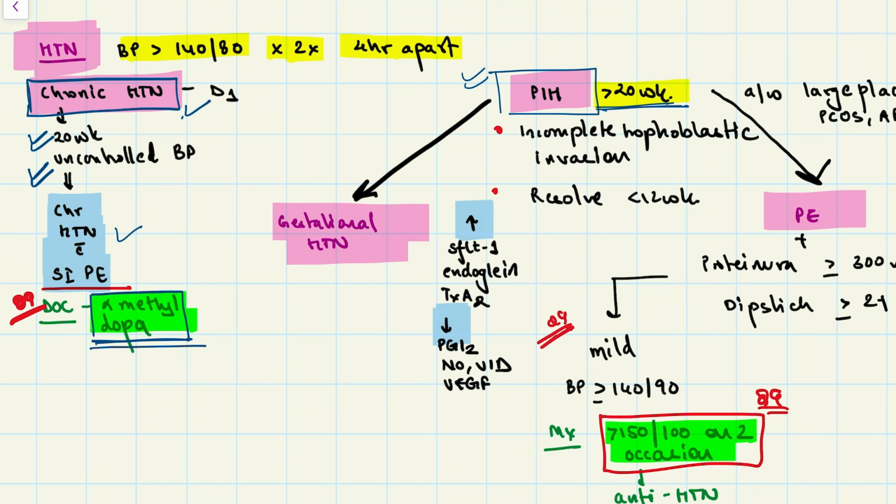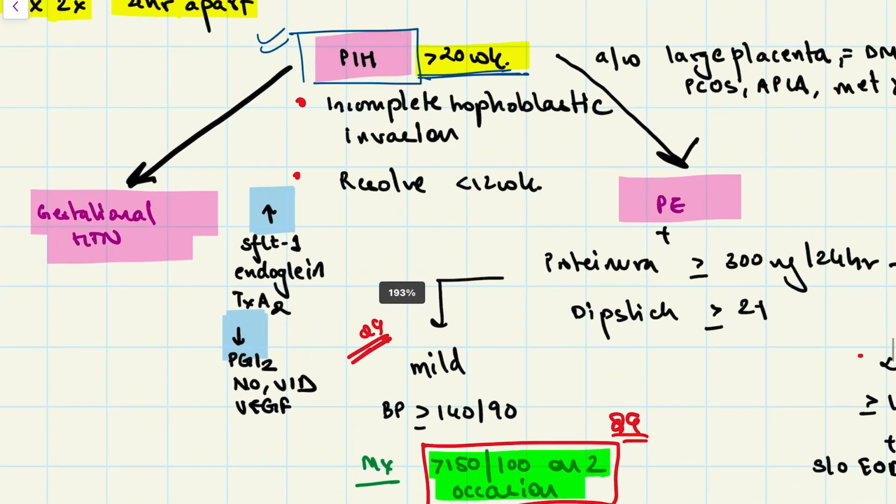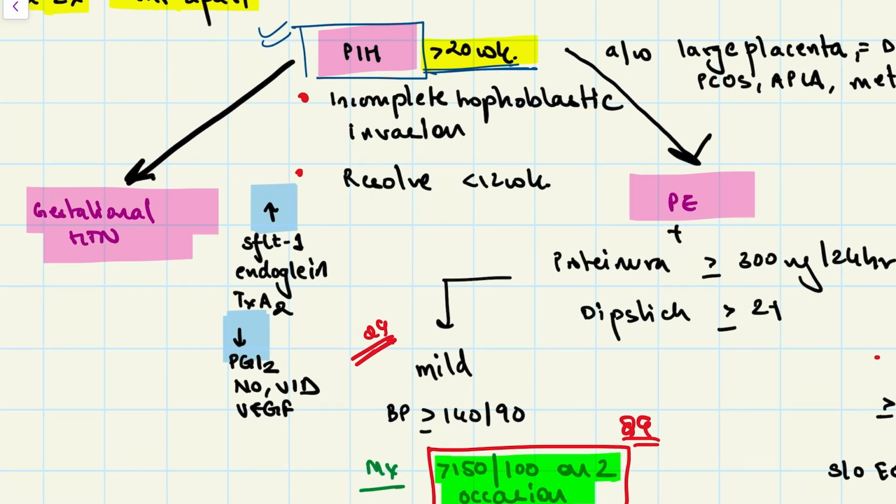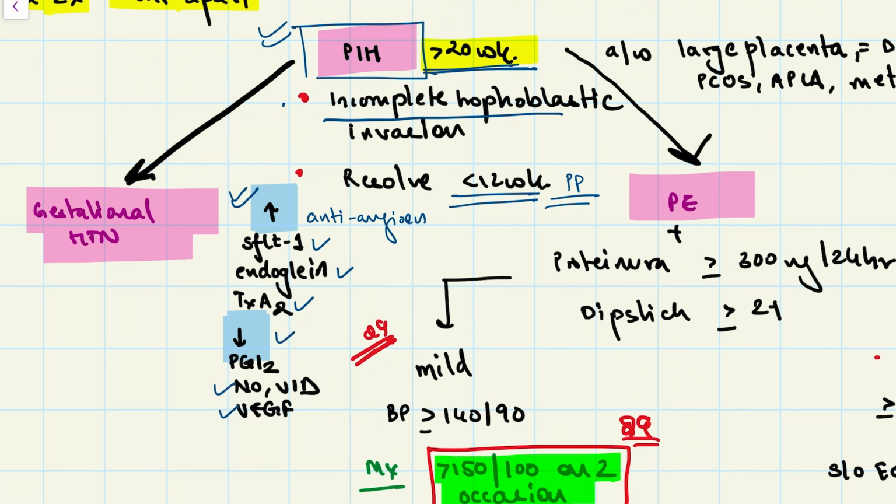Now, pregnancy induced hypertension occurs due to incomplete trophoblastic invasion, and it resolves within 12 weeks postpartum, right? It is associated with increased anti-angiogenic factors like thromboxane A2, endoglin and SFLT1, while a decrease in angiogenic factors like VEGF and vasodilators like nitric oxide and prostaglandin I2 or prostacyclin. So what happens is that there is effective vasoconstriction, and therefore the investigation that is useful is a Doppler.